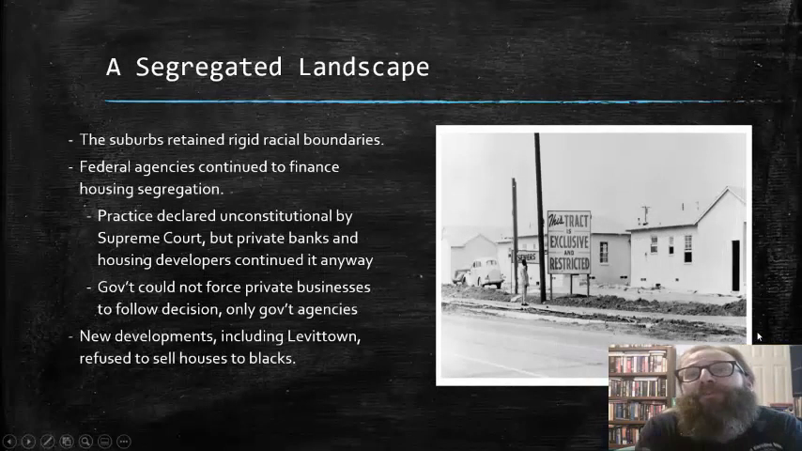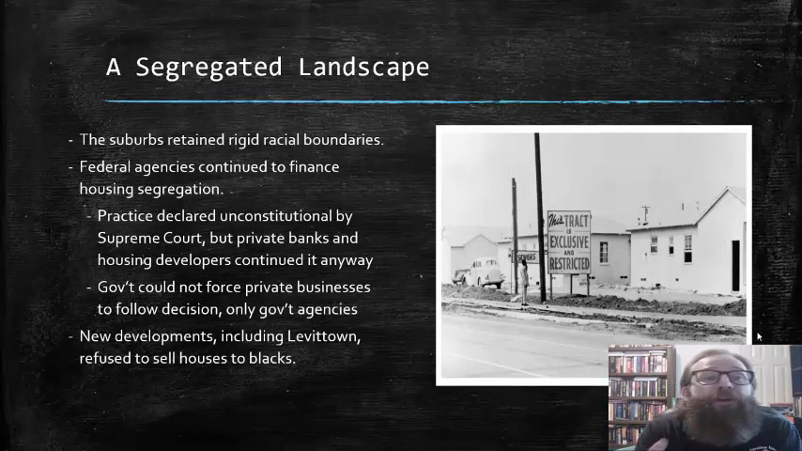Despite some of the advancements in the issues of civil rights for African Americans that occurred in the 1940s, such as the Double V campaign, segregation remained a reality of American life in the 1950s. And this segregation was either by law in the South or by general customary social and economic practice and pressures in the North. And these new suburbs that emerged in the North and the West and even the South retained rigid racial boundaries. Federal agencies continued to finance housing segregation.